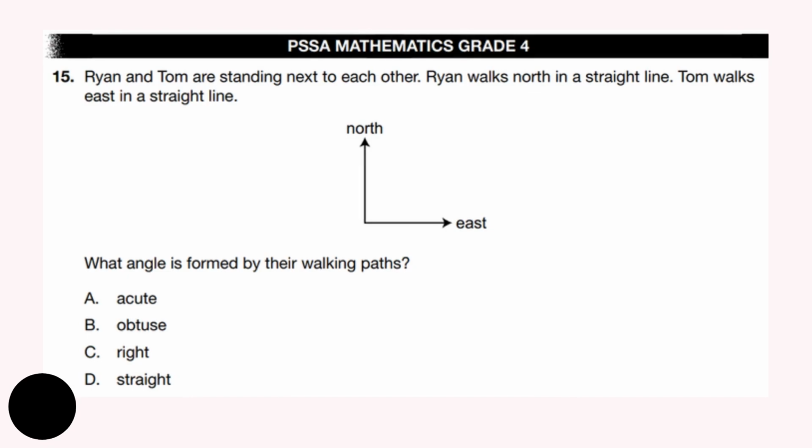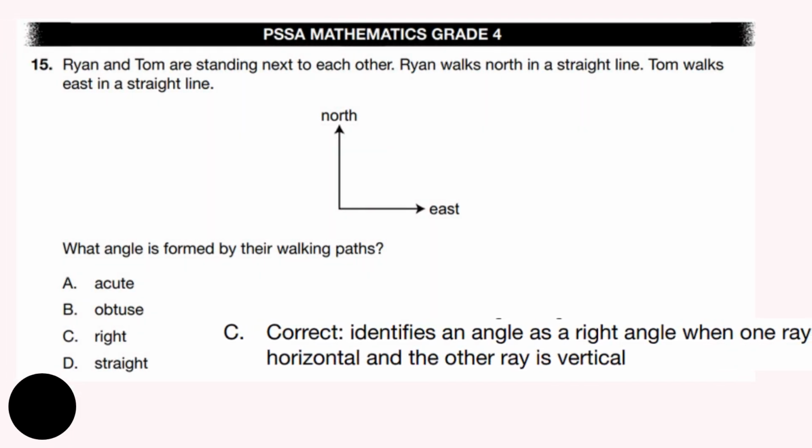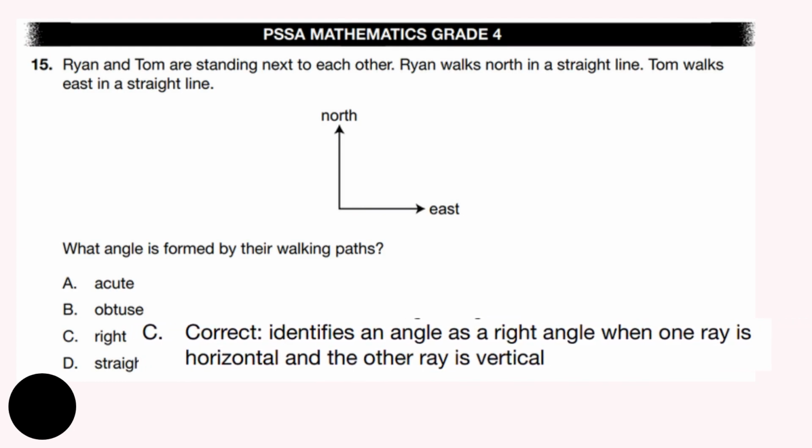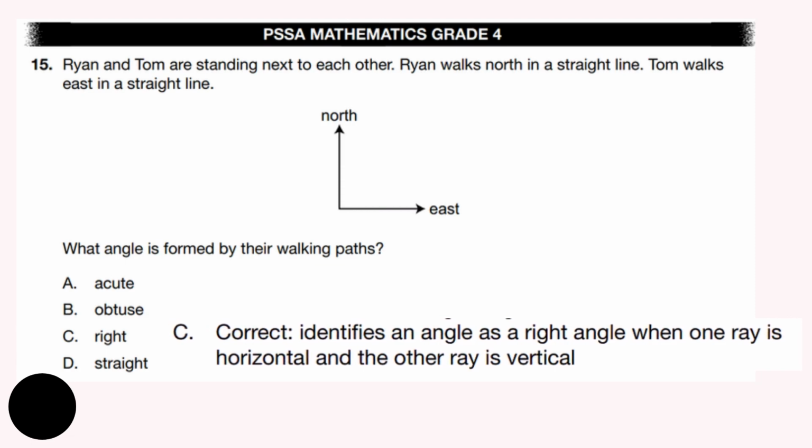So Ryan and Tom are standing next to each other, and Ryan walks north in a straight line, and Tom walks east in a straight line. So if you see that, what angle is formed by their walking paths? This is obviously a right angle. In a right angle, one ray is horizontal and the other is vertical. So the answer is C.